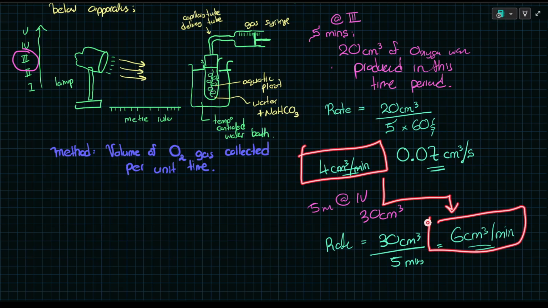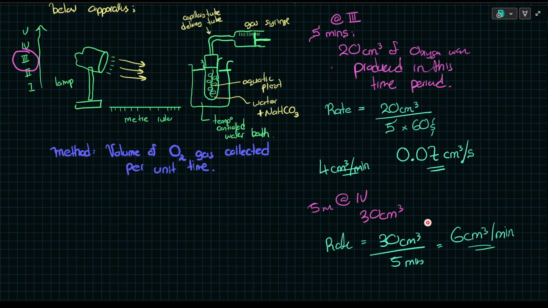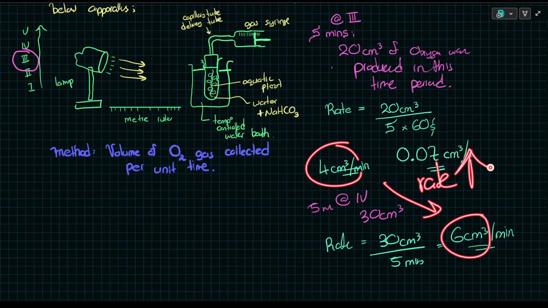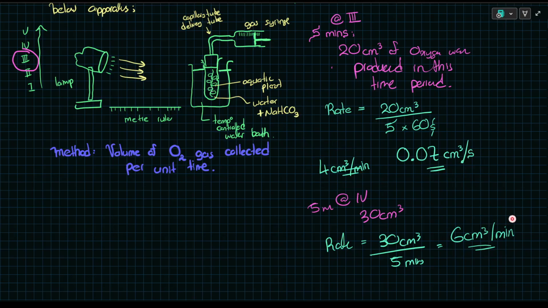What has happened? Has the rate increased or has the rate decreased? By the looks of it, 6 is greater than 4, right? So I can clearly see that the rate of photosynthesis has increased as I have increased the light intensity from intensity 3 to intensity 4. Now, are these results concordant? Are these results cohesive with what we talked about?